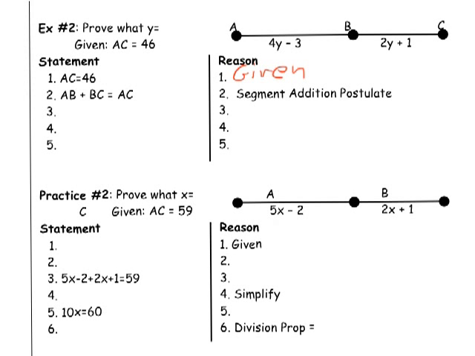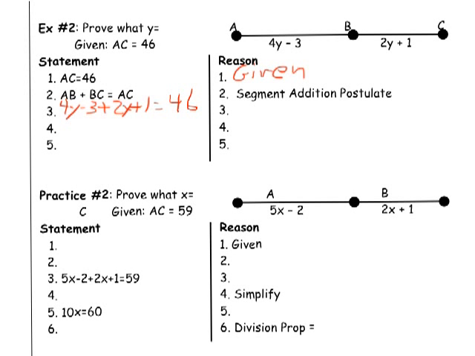So we start there because now we can actually plug in our values, right? I know that 4y minus 3 is AB, so let's plug that in, 4y minus 3. And I know that 2y plus 1 is BC, so let's plug that in. And I know that AC, the whole distance, is 46.